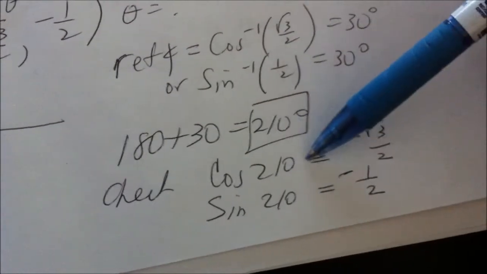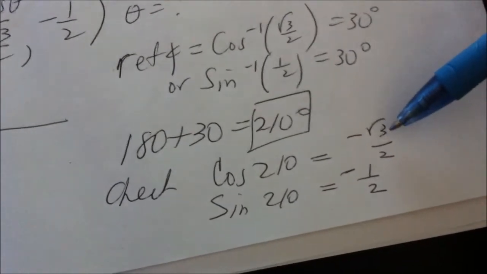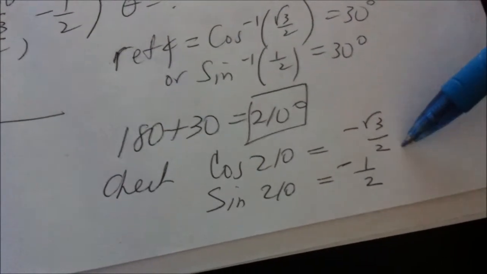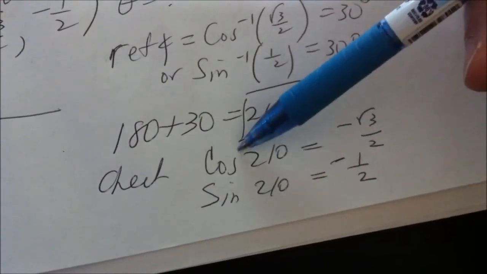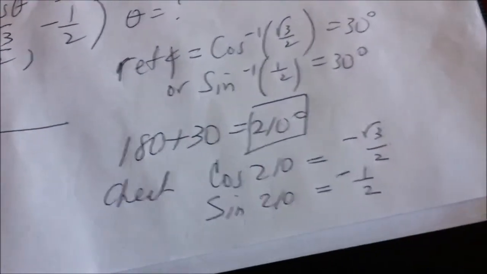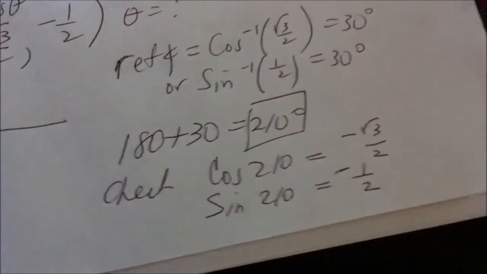To check it, do the cosine of 210, and it will give you negative 0.8660, which is negative radical 3 over 2. The sine of 210 gives you negative 0.5, which is negative 1/2.